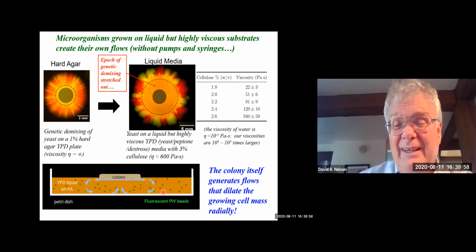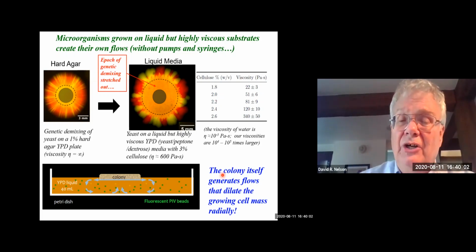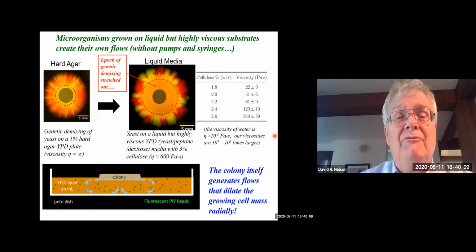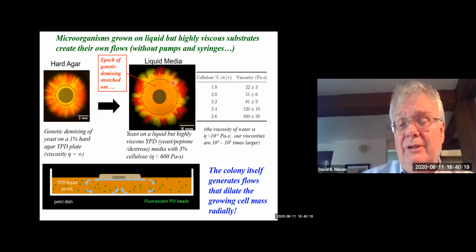So the colony itself, without pumps and syringes, generates flows that dilate the growing cell mass, giving extra dilation above and beyond the simple reproductive growth. There's a kind of a Fisher wave here over the hard agar substrate. Here it's something very different, which I want to tell you.